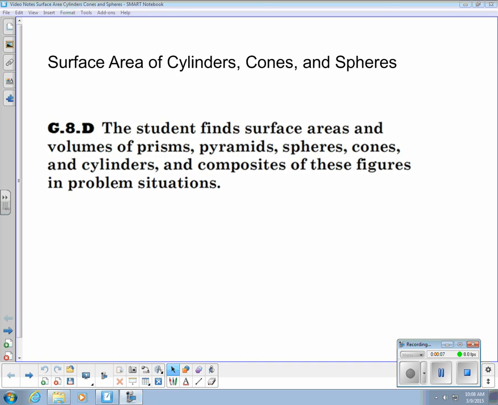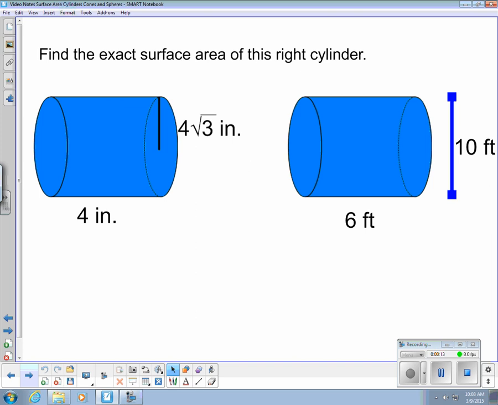Today we're going to talk about the surface area of cylinders, cones, and spheres, and how we can work with those figures and complex figures. So here is our first problem to do. We have a little cylinder here. Let me remind you of the formula for the surface area.